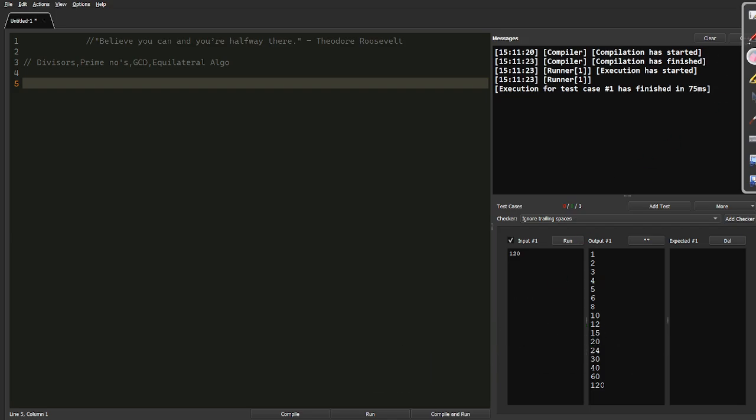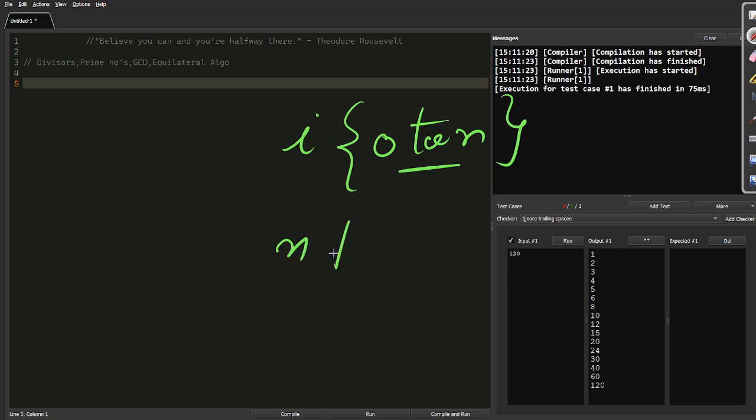Okay. So I have all the divisors for 120 listed here. I have 1, 2, 3, 4, and so on. How do I find a divisor? Basically, the main thing that I have to do is take a variable i and iterate it from 1 to n, the number n for which I want to find the divisors. And if n mod i is equal to 0, then I can conclude that the number is a divisor.